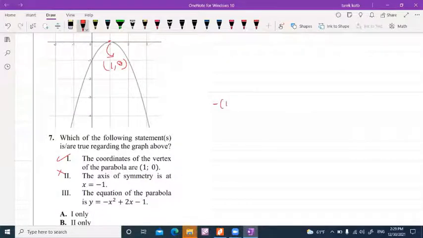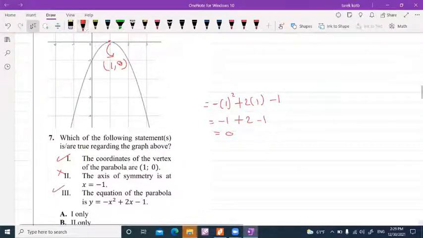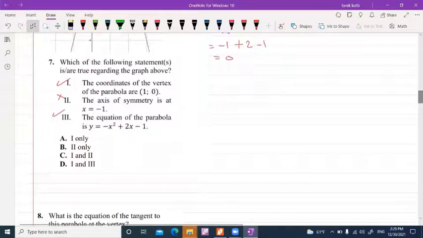So let's see. Negative x squared means negative 1 squared, plus 2 times 1, minus 1. Let's see the value of this expression. 1 squared equals 1, times negative, it will be negative 1, and this will be plus 2 minus 1. Negative 1 plus 2 minus 1 equals 0. So y equals 0, so it's correct. So the first and the third options are correct. First and third, this is option D.